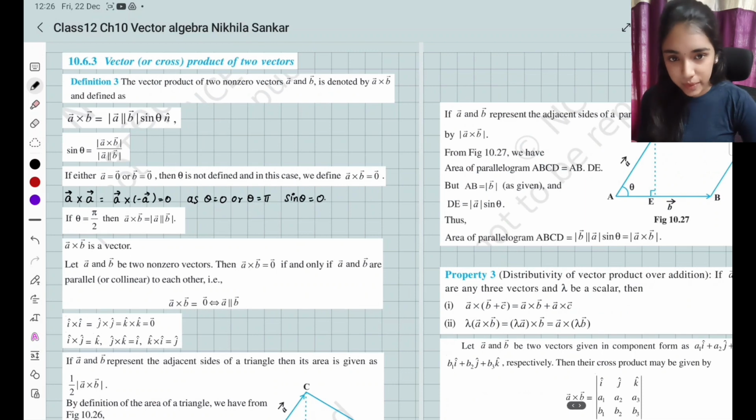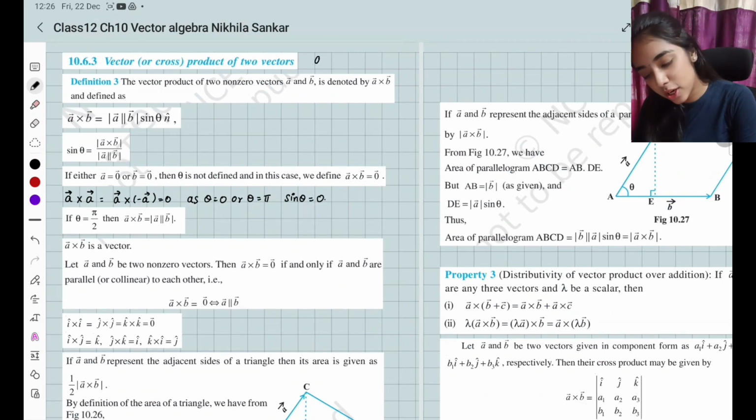Moving on to the next topic. So, இவ்ளோ நேரம் நம்ம dot product பார்த்தோம். இப்போ cross product பார்க்க போறோம். So, dot product எப்படி பார்த்தோம்? A dot B equals magnitude of A, magnitude of B times cos theta.